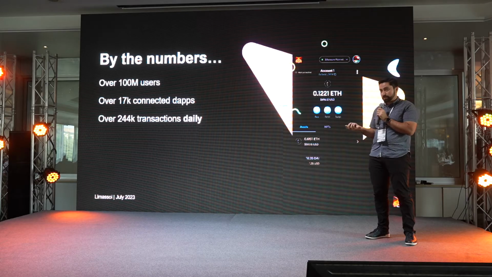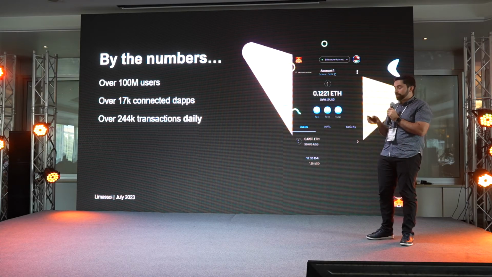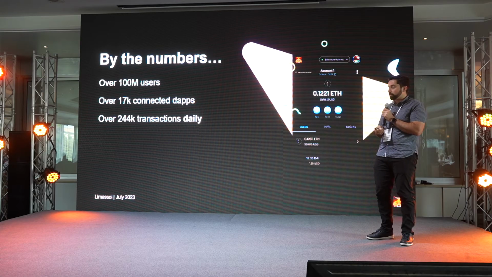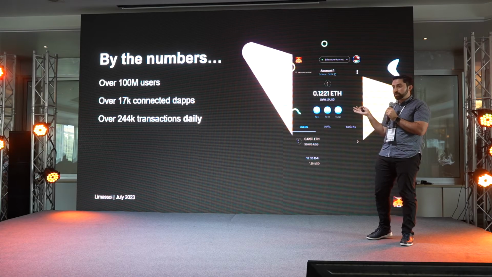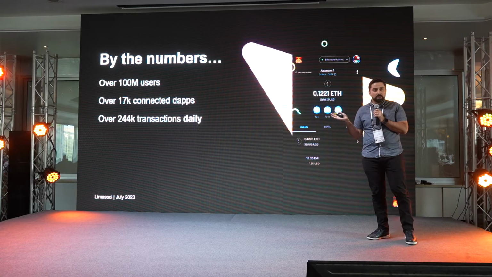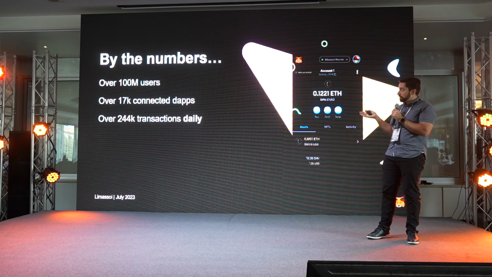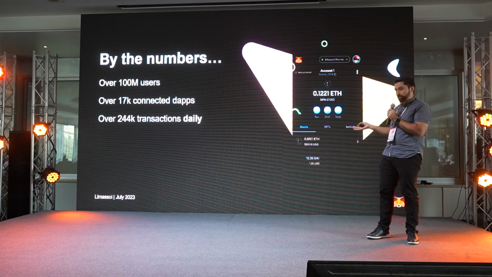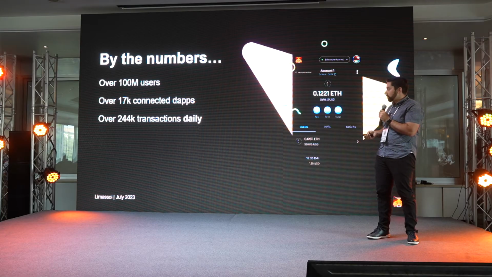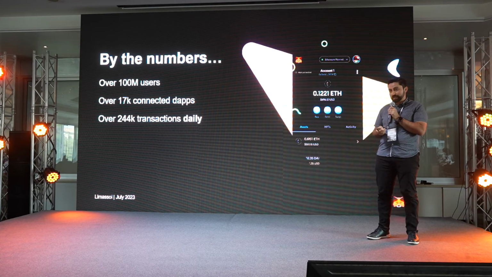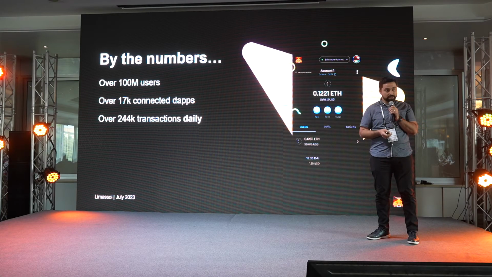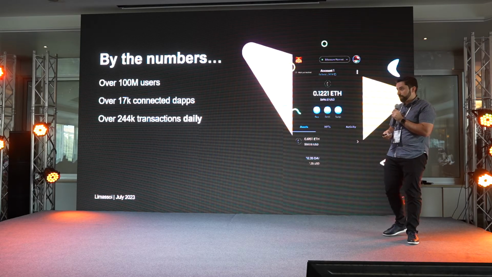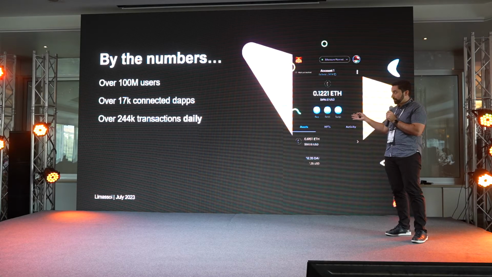And by the numbers, so we recently did a rebrand of Consensus. We announced some updated metrics of where we are. Over 100 million users use and trust MetaMask. Over 17,000 dApps use MetaMask as a wallet of choice to connect, and we process over 244,000 transactions daily across the different clients. Okay, so if you want to look at user adoption in the crypto space, it's here.